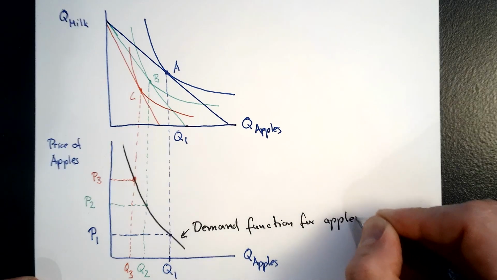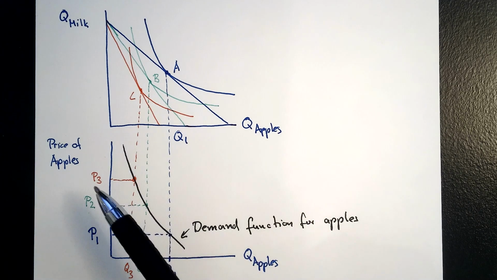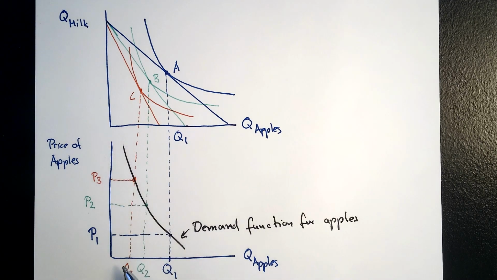Now, what I have illustrated here is how economists think about a downward sloping demand function. Downward sloping in the sense that there is a negative relationship between the price of a good and the units consumed of that good. If the price is high, then fewer units are consumed. And if we have a decrease in price, that results in an increase in the quantity consumed of apples.